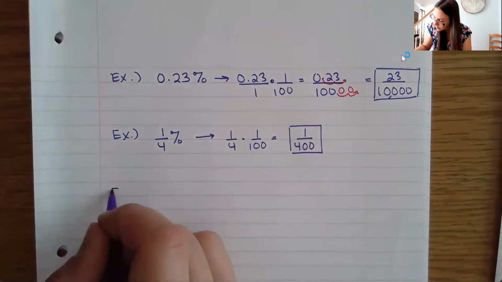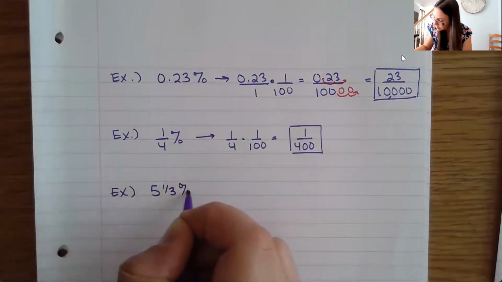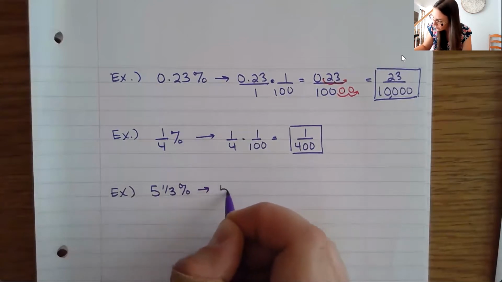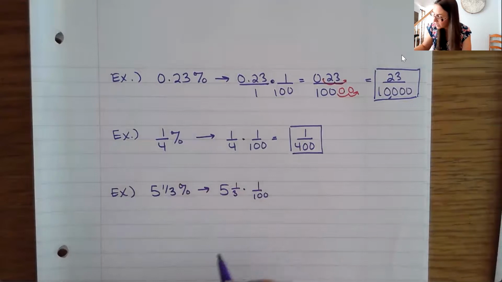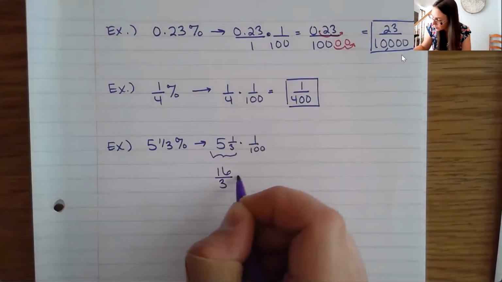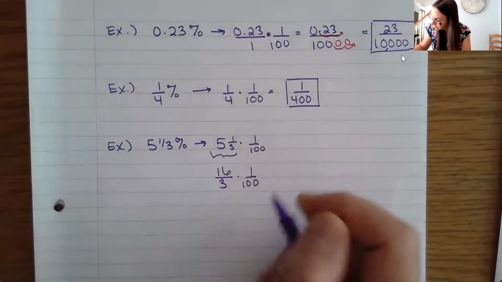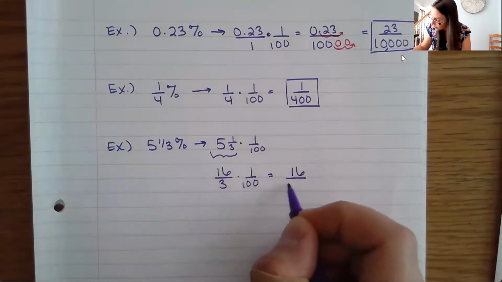Or one last one. What if I had 5 1/3%? I would take 5 1/3 and multiply by 1 over 100. Now, to be careful, we do have to change mixed numbers over when we multiply. So this would end up being 16/3 times 1/100. So let's see, I have 16 over 300.